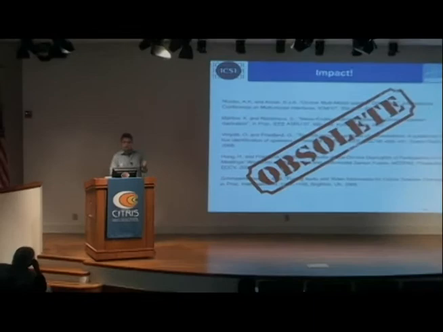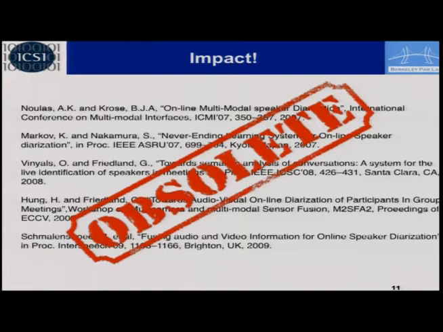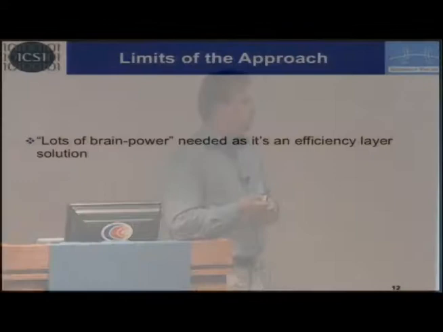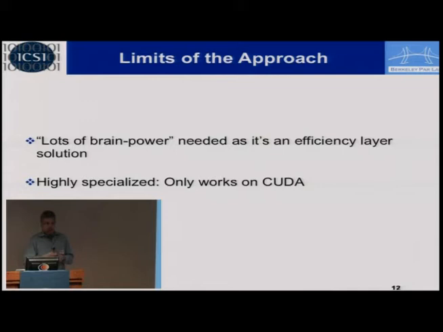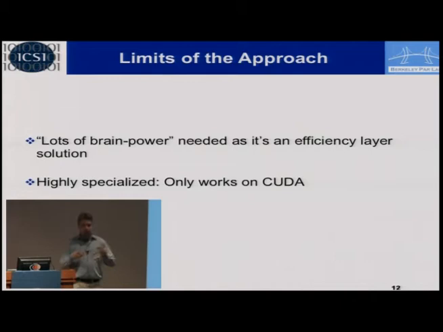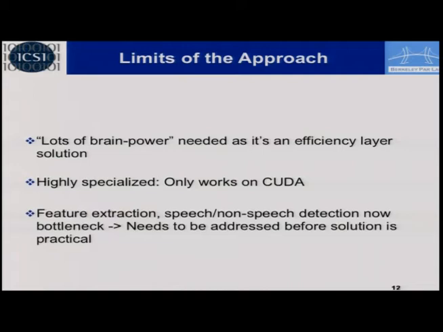So now what was an engine that was researched for 10 years becomes like a trivial matrix filter operation. Not because it's easy and less complex, no, because it's just super fast. The problem is there was still lots of brain power needed, and we call it the efficiency layer solution, to implement all this. And it was highly specialized. It only works on CUDA, and if you work with that, you'll see every version is a little different and so on. And so we said, can we also use, there's also feature extraction.